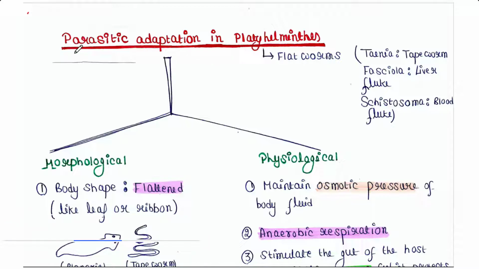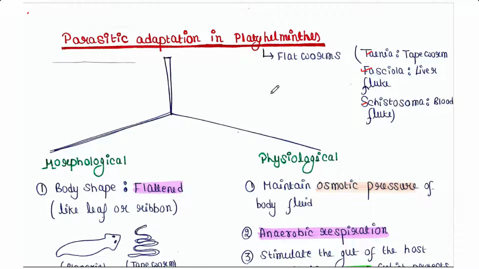So here we will talk about parasitic adaptation in Platyhelminthes. That means Platyhelminthes like flatworms, Taenia, that is tapeworm, Fasciola, that is liver fluke, or Schistosoma, that is blood fluke. So they are parasites. That means they live inside the body of the animal. So they need to adapt something because they are inside the body of other animals. So they do some adaptation for their survival.